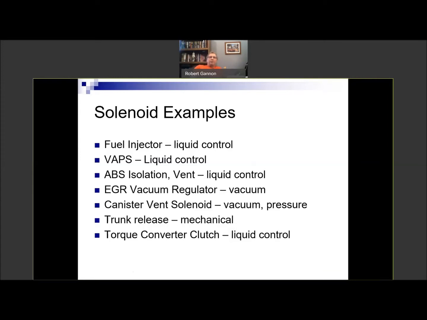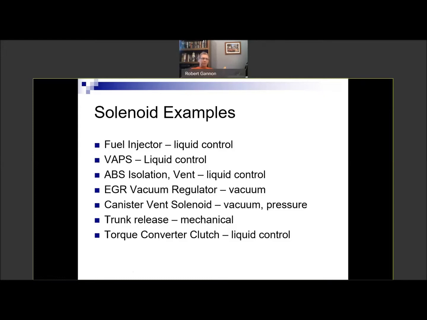Here are some other examples of solenoids. We've got the fuel injector, which controls liquid. Variable assist power steering, that's liquid control. ABS, anti-lock brake system. Typically, they use a combination of normally open and normally closed solenoids to control the brake fluid flowing to the brake. EGR vacuum regulator uses a vacuum solenoid, obviously. Canister vent, another, it's basically air, vacuum, pressure. Trunk release is mechanical. Torque converter clutch solenoid controls the fluid flow to the torque converter clutch. That can be pulse width modulated as well, or maybe even duty cycle on some older vehicles.